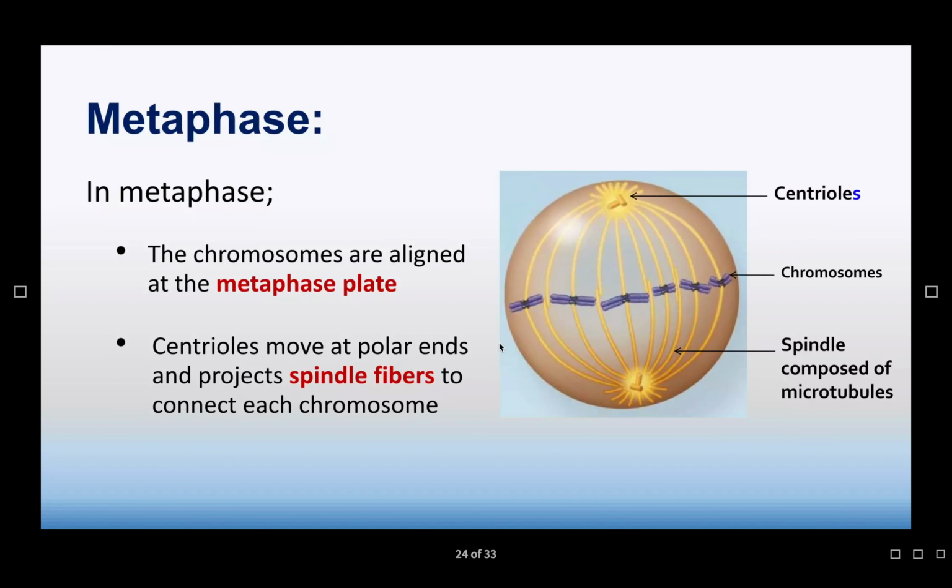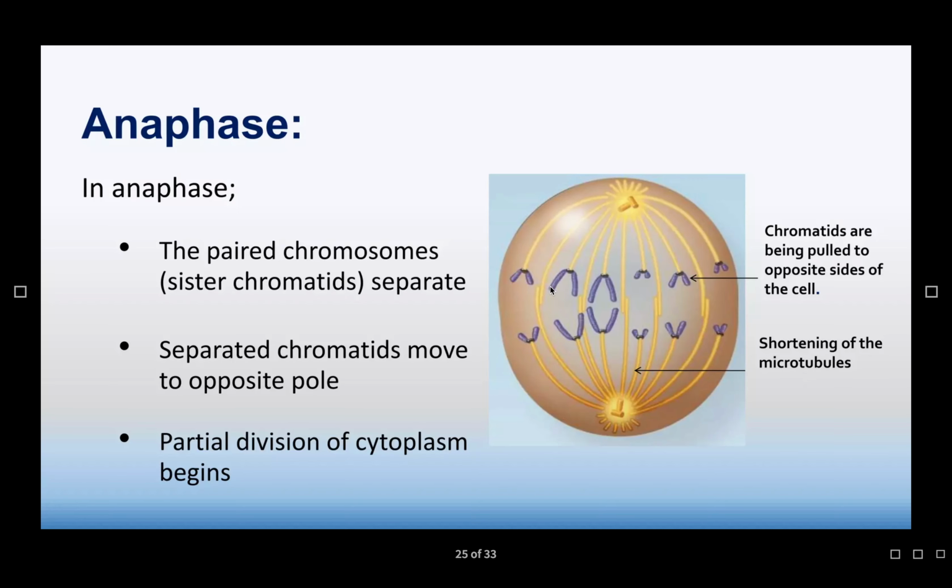So at metaphase, what will happen is that all the chromosomes will align at the equator. As you can see, they align at the equator, or you can call this place the metaphase plate. And each chromosome is attached to the spindle fiber at its center, the centromere. That's all that happens in metaphase. Now, the next stage is the anaphase.